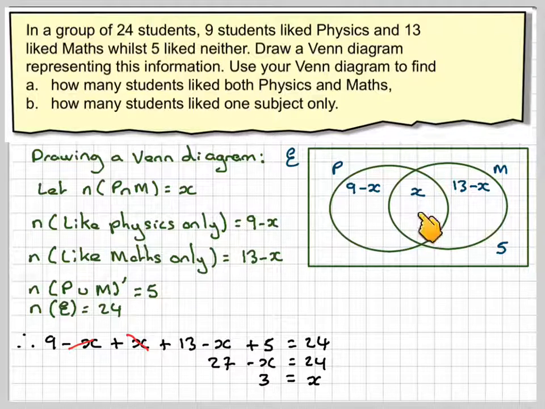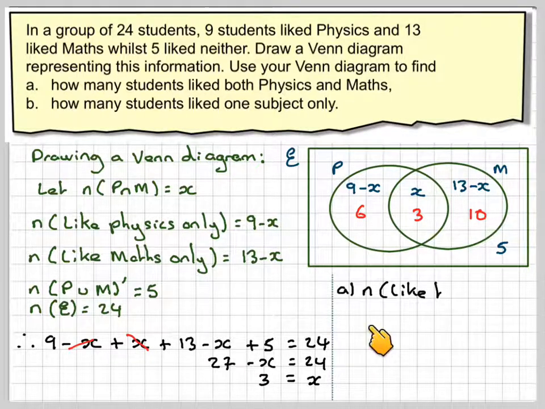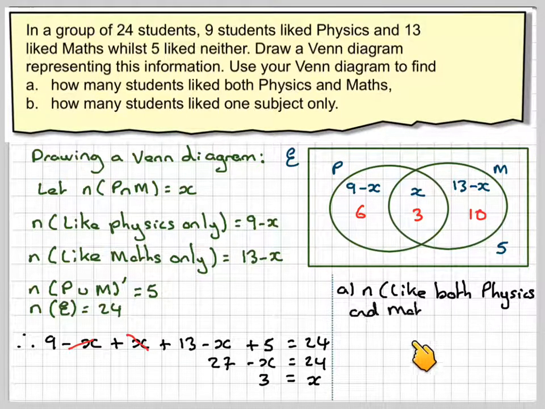So filling in the numbers, this is 3. This will be 9 minus 3, which is 6. This will be 13 minus 3, which is 10. And then 6 plus 3 plus 10 plus 5 makes 24. Then the number who like both physics and maths, well, that's going to be the same as x, which is 3.